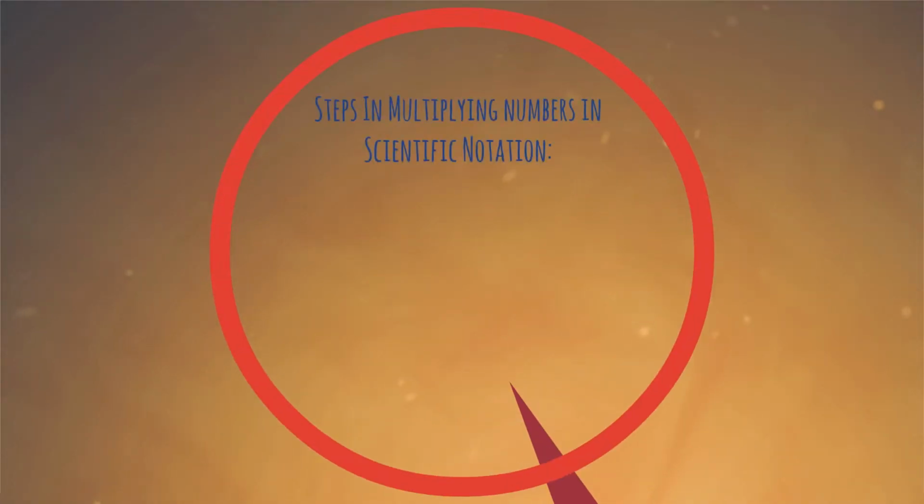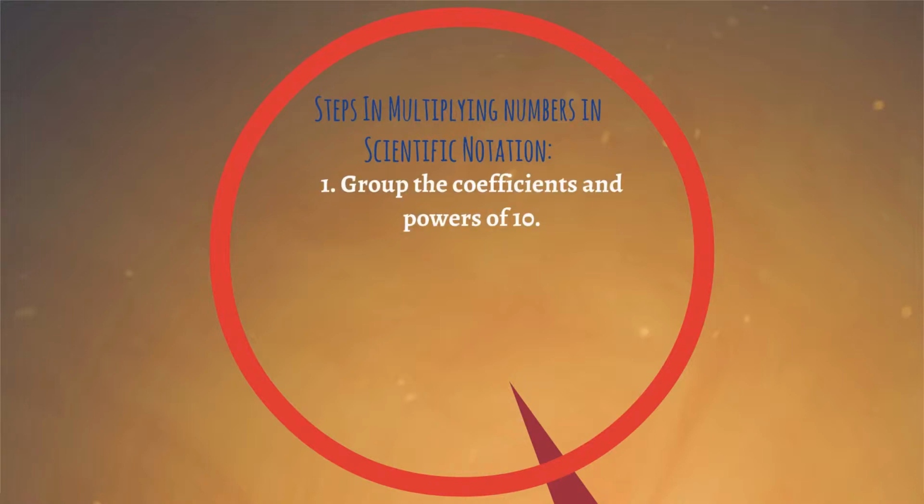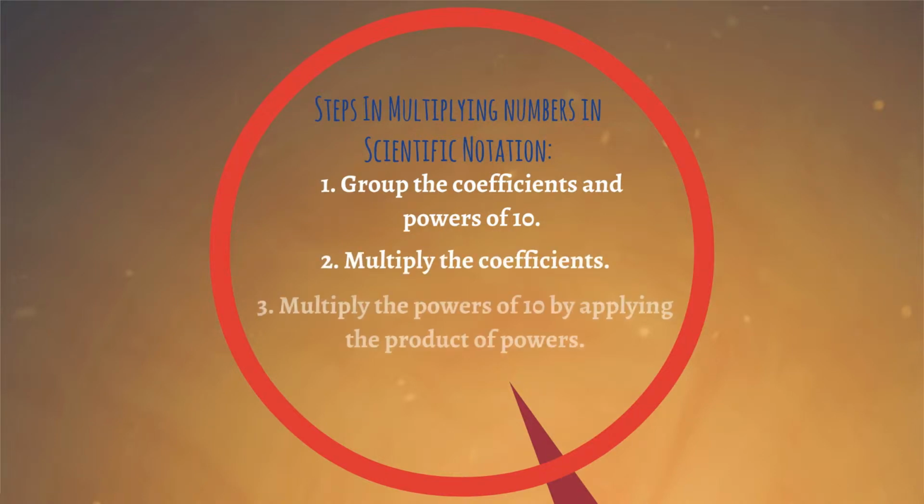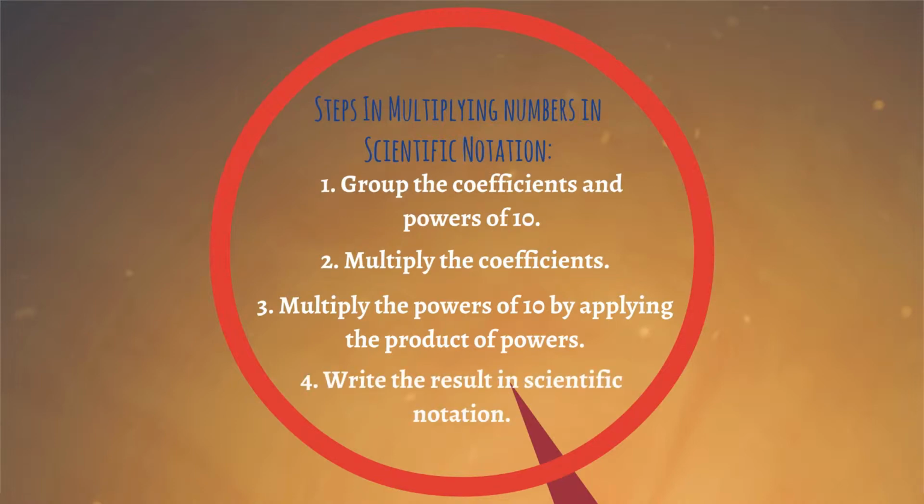Now that we're done with the important properties, let's go ahead and learn the steps in multiplying numbers in scientific notation. First, group the coefficients in powers of 10. Then multiply the coefficients we grouped. After that, multiply the powers of 10 by applying the product of powers property that we just discussed earlier. Finally, write the result in scientific notation. To understand the concept further, let's solve an example.